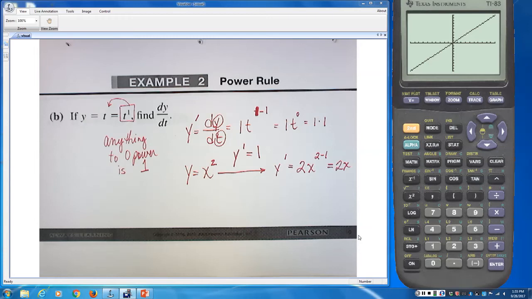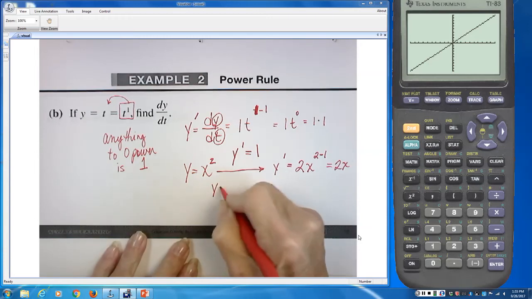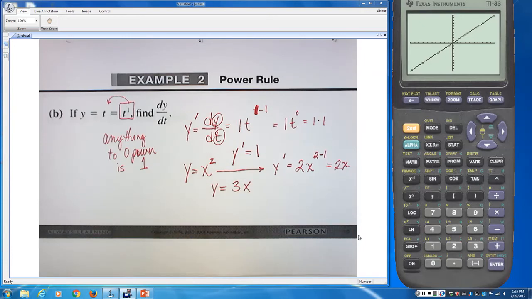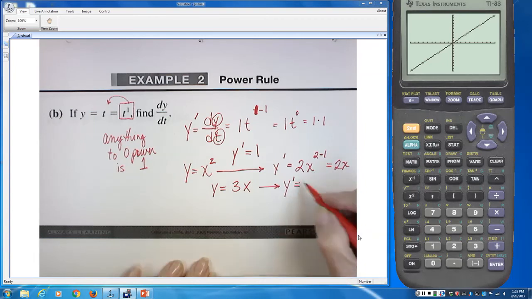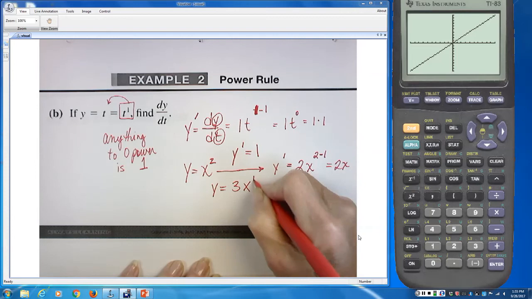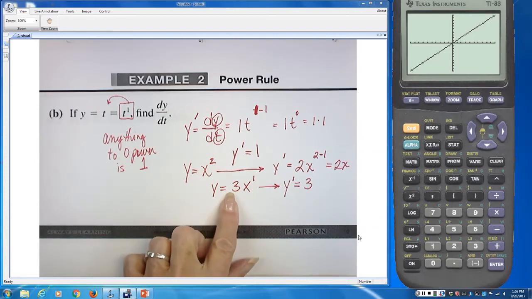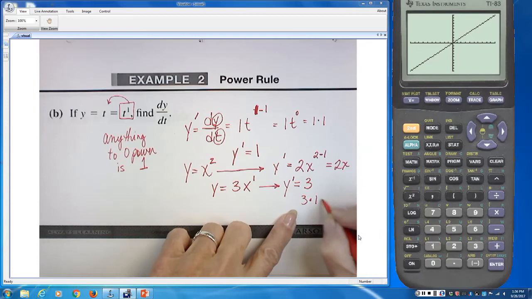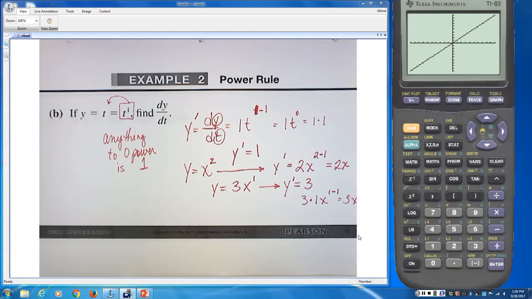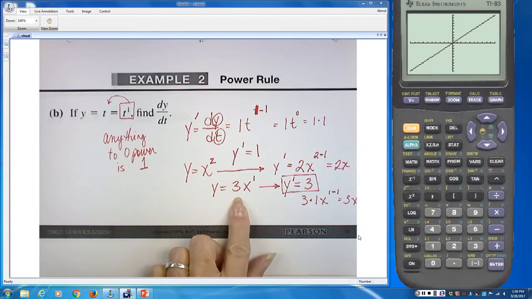And it's easiest to understand with linear equations. Suppose I have y equals 3x. What's y prime? It's just 3. Because I took that 1 and brought it down in front and said 1 times 3 is 3. x to the 1 minus 1 is x to the 0, and x to the 0 is 1, so the answer is 3. What's the slope of y equals 3x? 3. The derivative and the slope are the same thing.